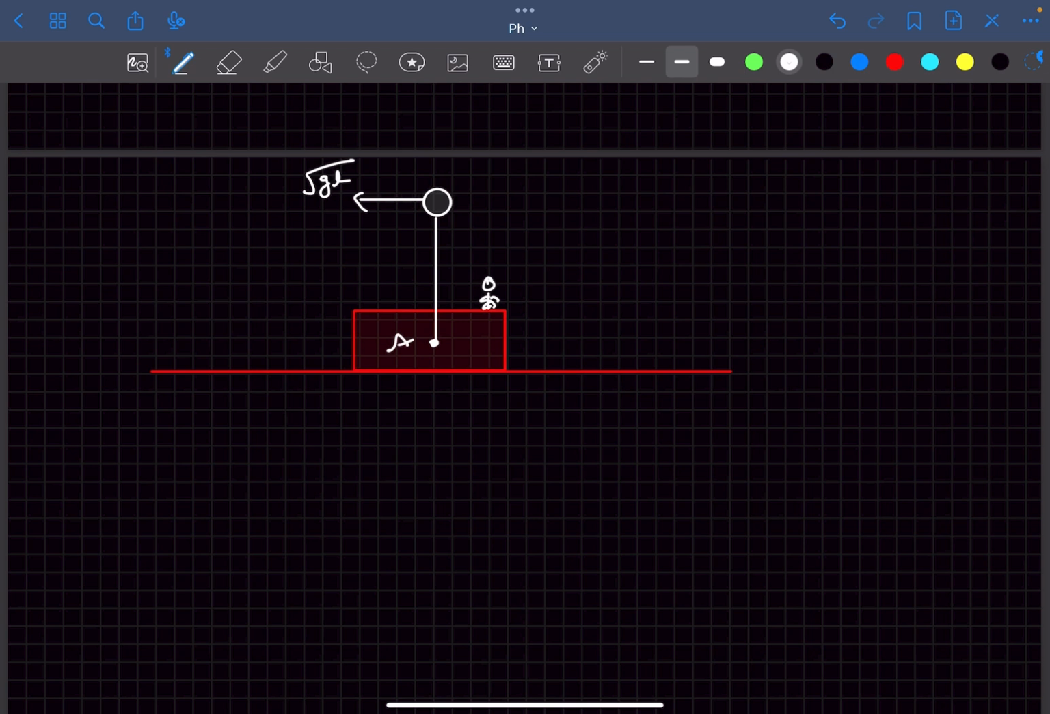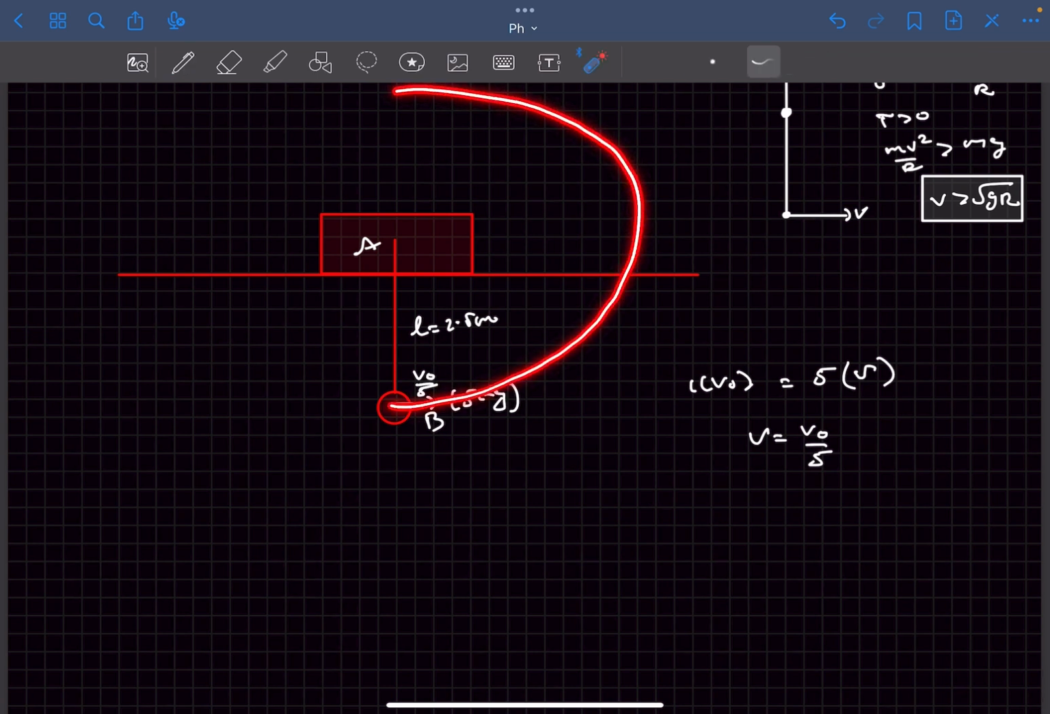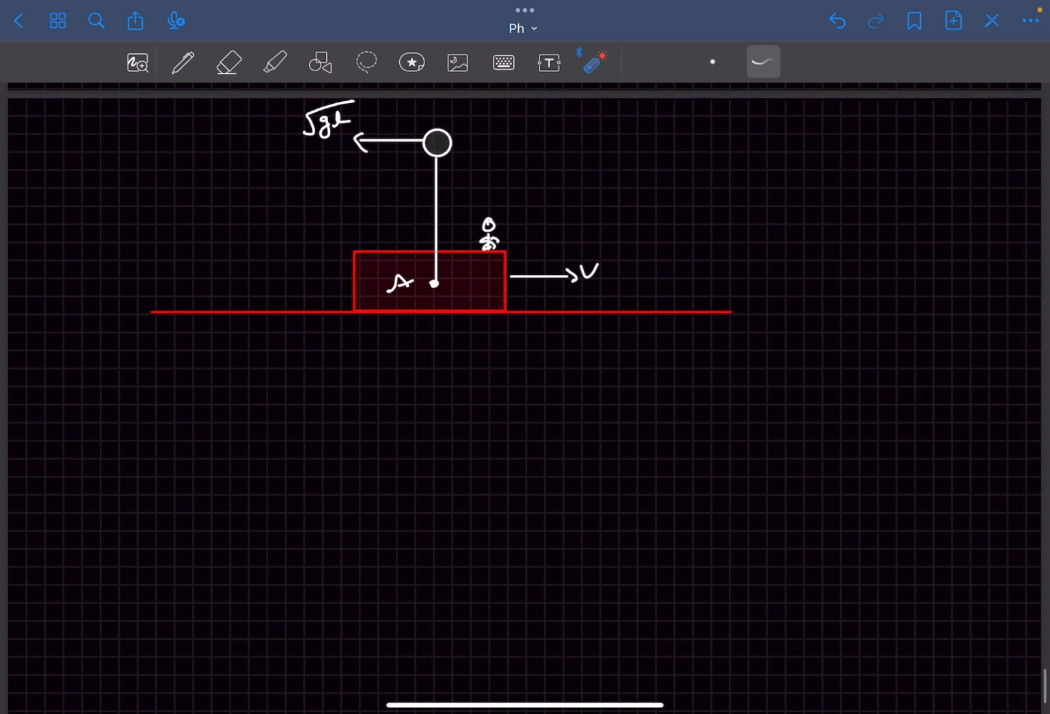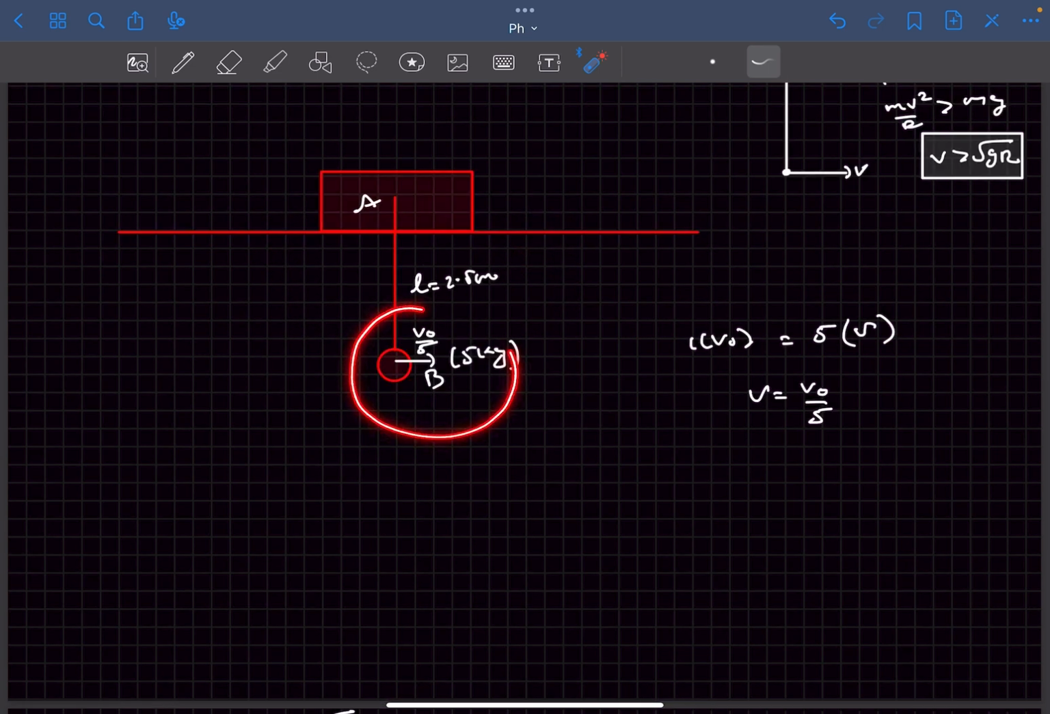Now, let's assume this block A had some velocity V, which it will obviously have as it's being accelerated by the string. As the ball completes its circle, clearly this tension force is accelerating the block A, which means it will have some velocity. Let's name it V. This velocity root gL was relative to this block. So relative to the ground, we have to add this velocity V vectorially to this particle. So this is the final situation of the ball, and this was the initial situation, right?